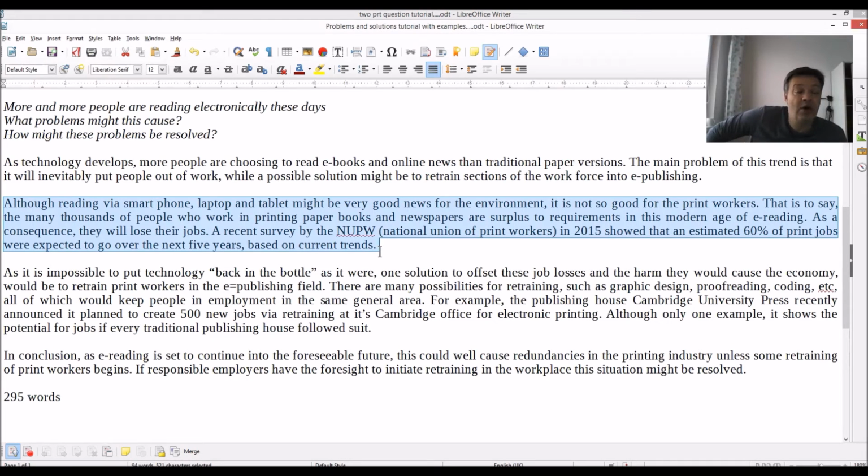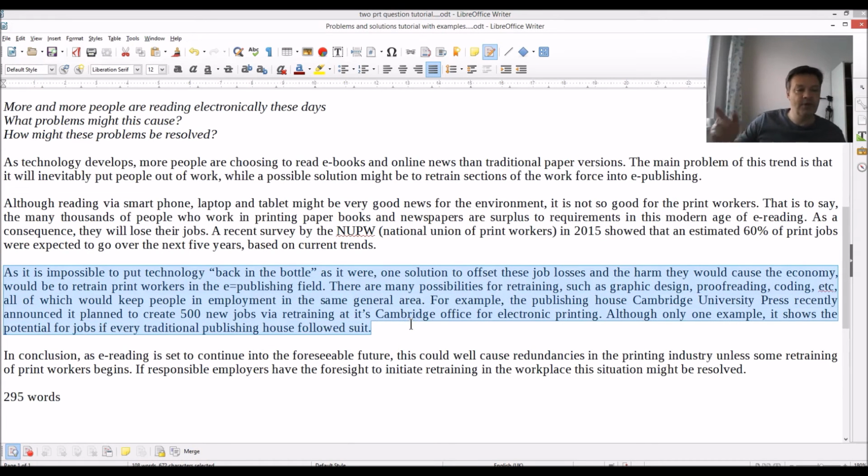So, we've got a logical set of ideas there. Reading on a phone's not so good for the people that actually have to print things on paper because they'll lose their jobs. A recent survey shows that this is true. So, what's the answer? How can this problem be resolved? Well, let's take a look. So, paragraph number 3.